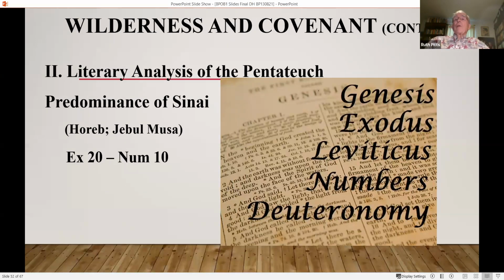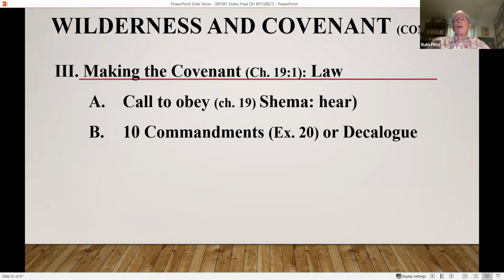Literary analysis of the Pentateuch. Now, if you just read the Pentateuch and ask, when did we arrive at Sinai? Well, this is about Exodus 19. And then when did they leave? They leave not until Numbers 10. So you have half of Exodus, Leviticus, and the first part of Numbers in terms of a literary analysis before they pick up and start moving to Kadesh Barnea. Okay, let's move on. In other words, Sinai is really predominant.